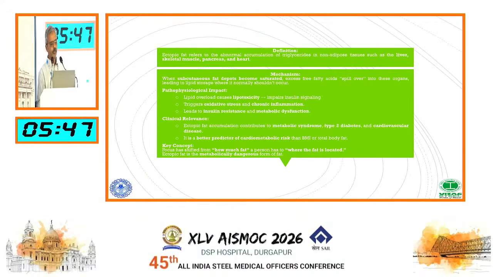As the previous speaker showed, ectopic fat refers to abnormal accumulation of triglycerides in non-adipose tissue such as liver, skeletal muscles, pancreas and heart. When subcutaneous depots become saturated, excess free fatty acids spill over into the organs, leading to lipid storage where normally it should not be.